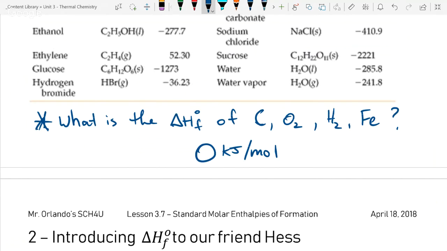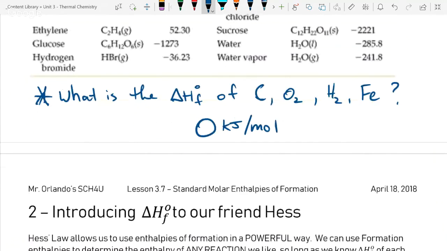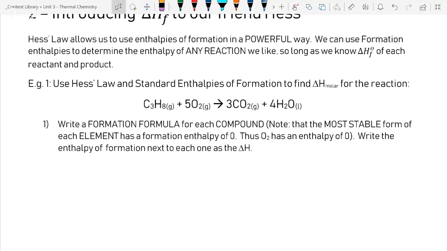Okay, so let's introduce delta H naught F to our buddy Hess. Remember that Hess tells us what? What does Hess tell us about a reaction? That we can take a bunch of different reactions and we can algebraically manipulate them to give us a new reaction. Good. So let's imagine this.